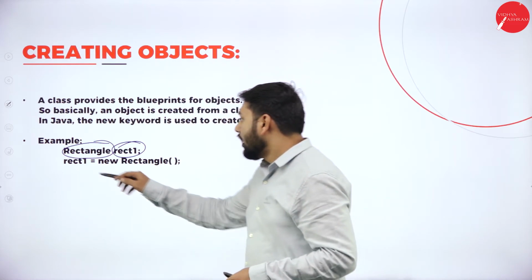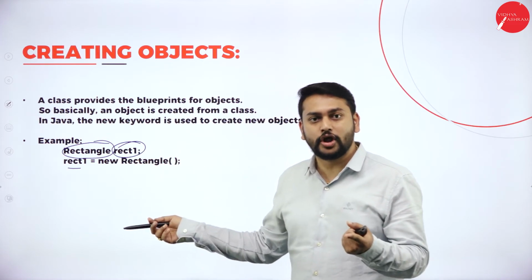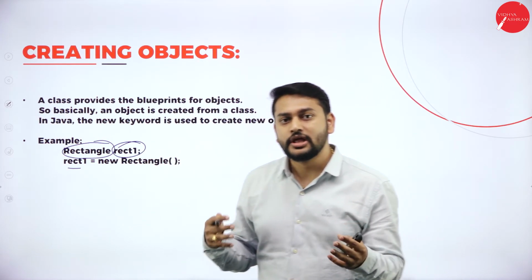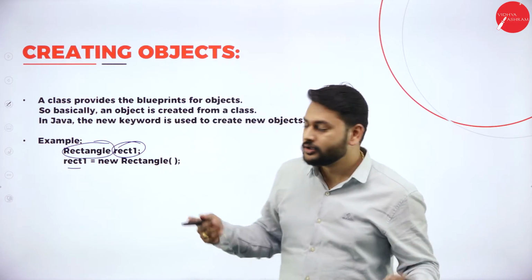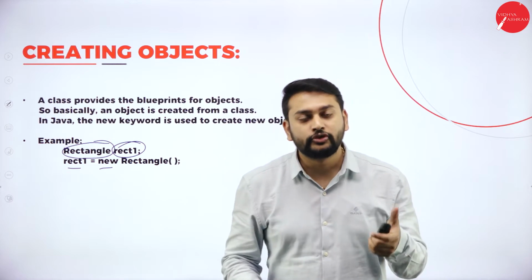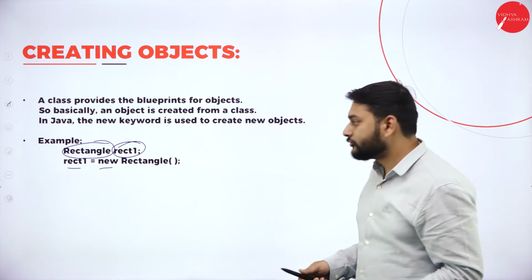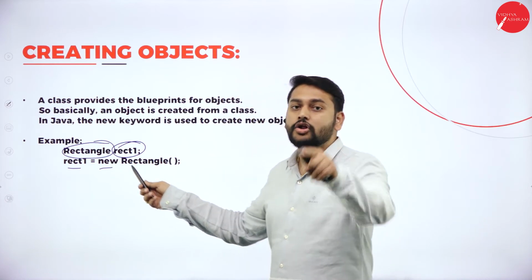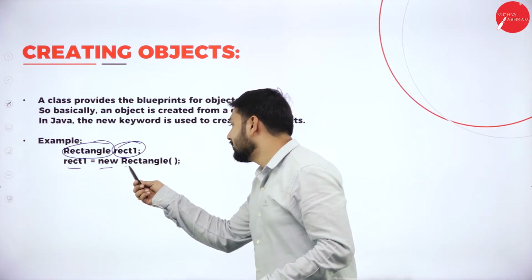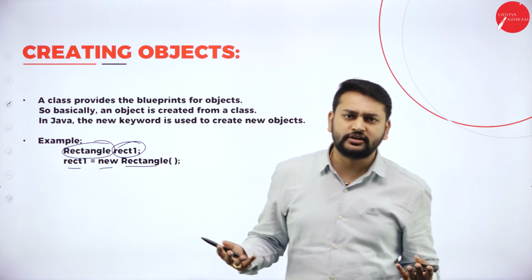So fine, I have rect1, which I have already created. For that, I need to allocate the memory, right? I need to initialize it, right? How do I do it? With the help of the new keyword, I allocate the memory. And followed by that, I am calling the constructor for the initialization. What is a constructor here?